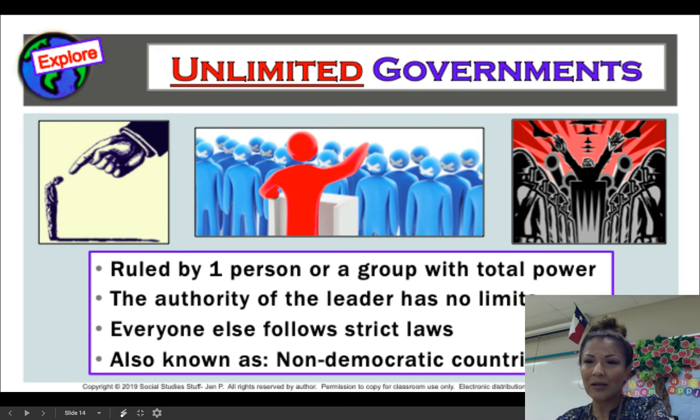Okay? And then you have this one. Look at how this leader has his arms up and people are just listening. He has the authority to do whatever he wants. You have the military standing erect, right? Just listening to him. Okay? All these are also known as non-democratic countries. So everyone has to follow those strict laws.